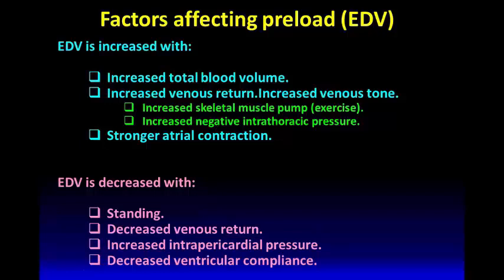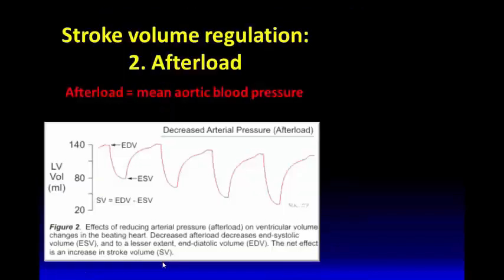Like for example when there is increased intrapericardial pressure or when there is decreased compliance of the ventricles. So we have finished then with the detailed description of how the preload affects the stroke volume and the cardiac output, and let's now describe how the afterload affects the stroke volume and the cardiac output.